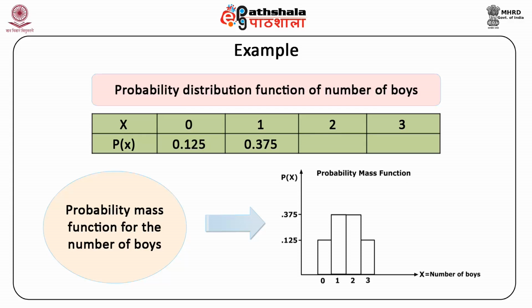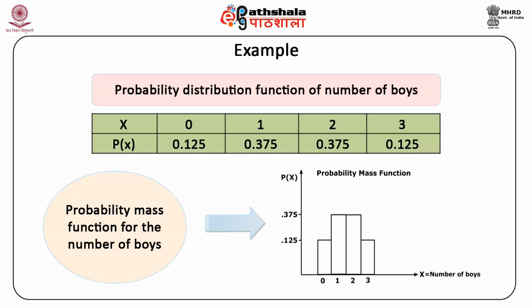0.375. P of X equal to 2 is equal to P of BBG or GBB or BGB, which is equal to P of BBG plus P of GBB plus P of BGB, which is equal to 0.375. P of X equal to 3 is equal to P of BBB, which is equal to 0.125. In the above, the probabilities corresponding to the various values of x can be read on the vertical axis.